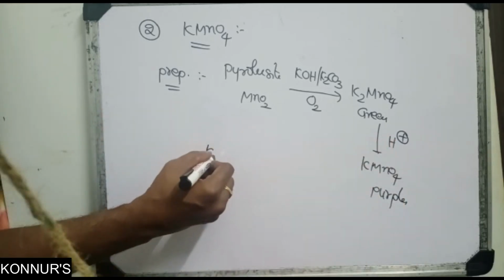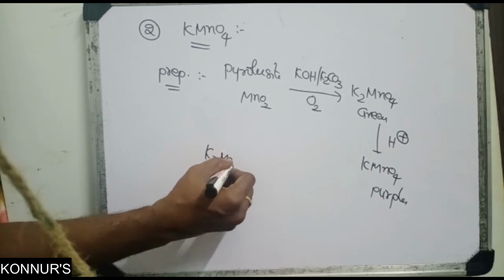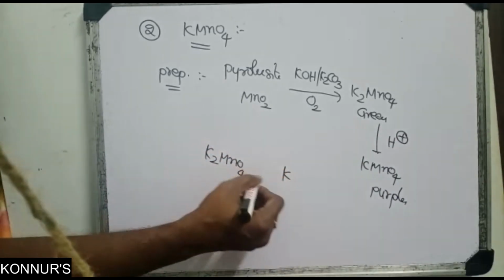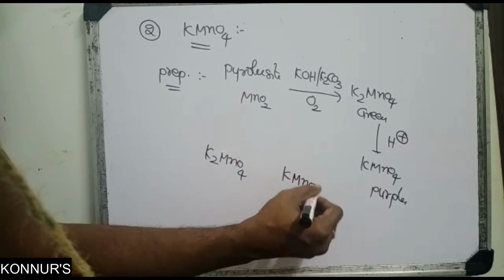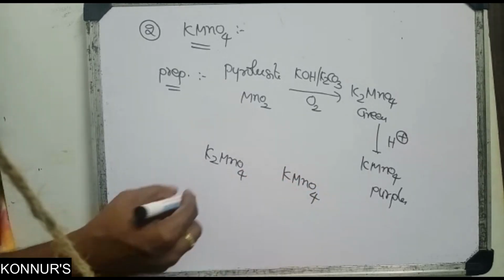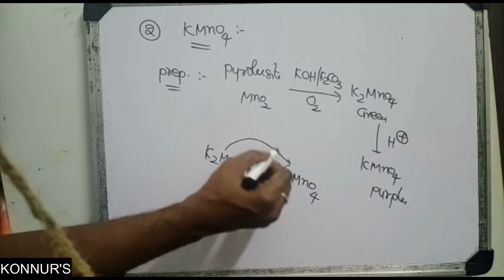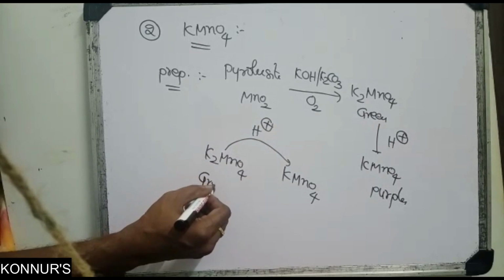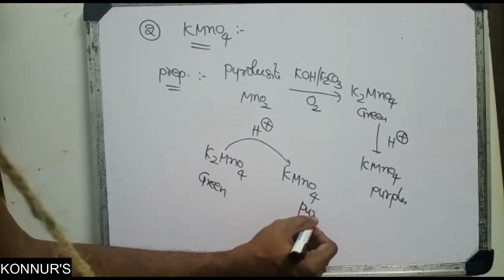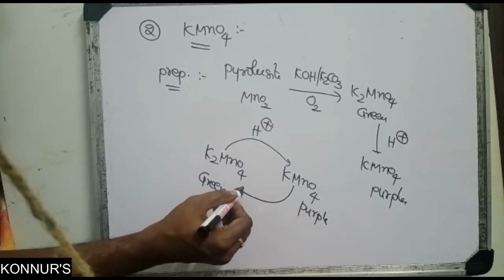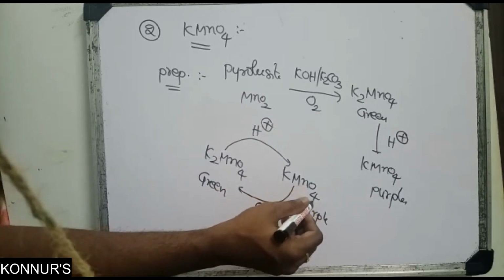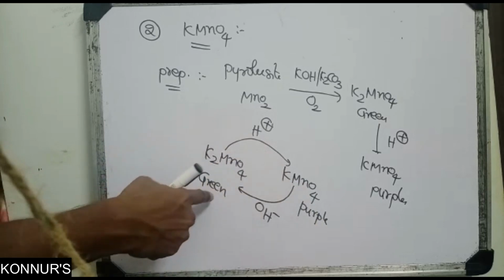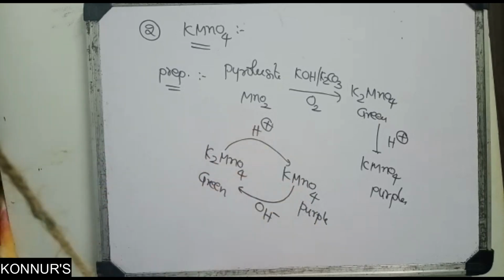So this is very, very important from an entrance point of view. KMnO4 and K2MnO4. See, K2MnO4 in acidic medium, you will get KMnO4. K2MnO4 is a green color. KMnO4 is a purple color. Next, in basic medium, KMnO4 becomes K2MnO4. So they can ask color and conversion from which medium. Also they are asking that question.